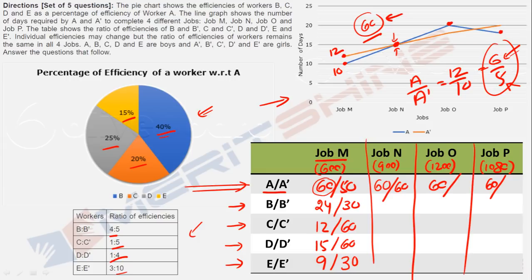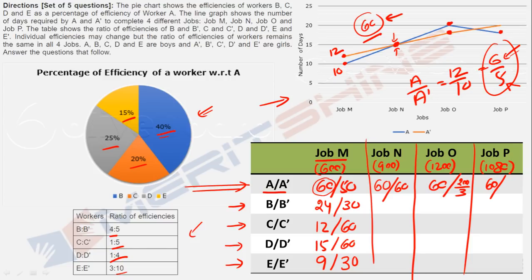But for O, it will change. If you look at this, how much time does this guy take? For doing these 1200 units, A dash just takes 18 days. So 18 days and 1200 units of work. So 1200 divided by 18, which would be 200 by 3. We tried, but this is still not an integer.